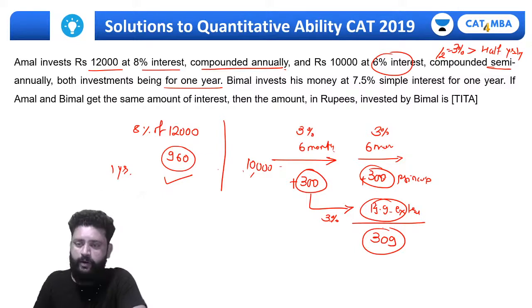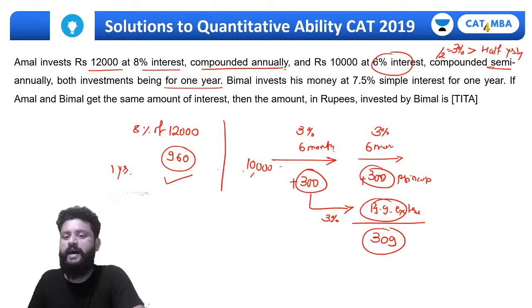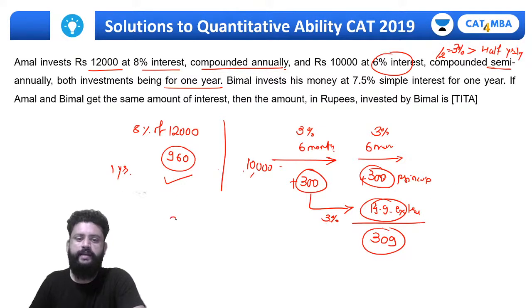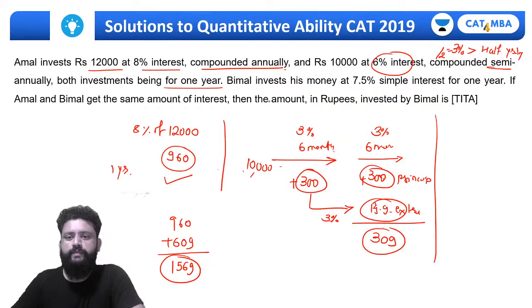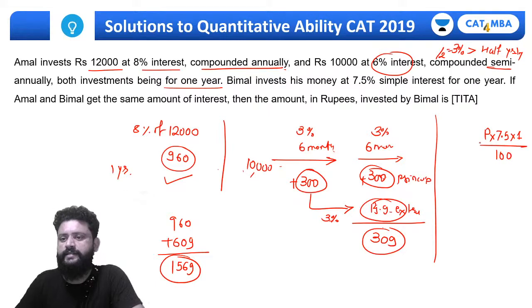तो दिस वॉज कंपाउंडेड हाफ ईयरली। तो ओवरऑल अगर मैं देखूं तो टोटल इंटरेस्ट कितना मिला है? 960 plus 609, that comes out to be 1569, and this is nothing but this is equal to the principal deposited at 7.5% per annum for 1 year, divided by 100. This is the simple interest, and this is equal to this 1569.